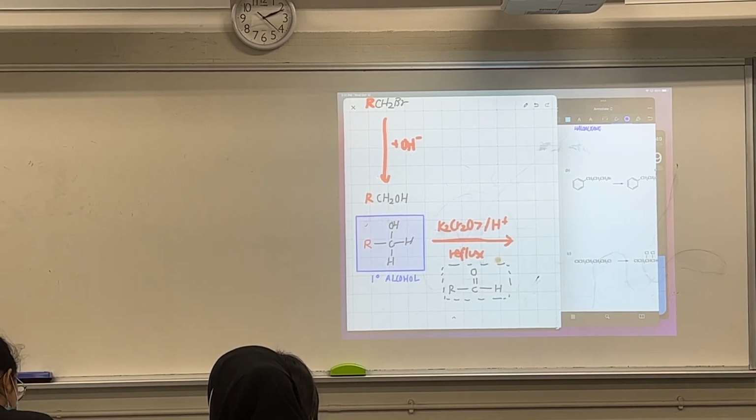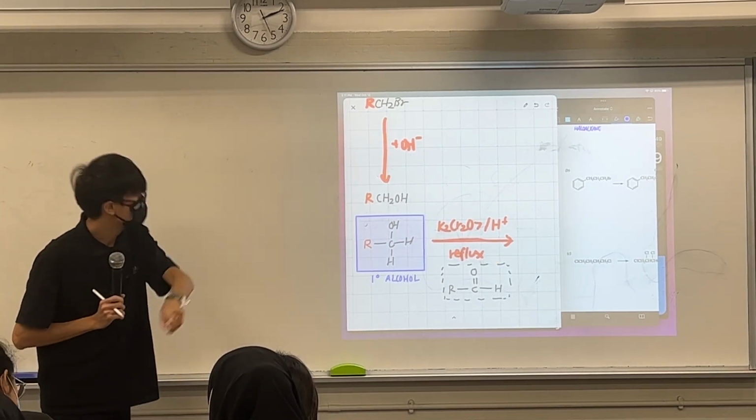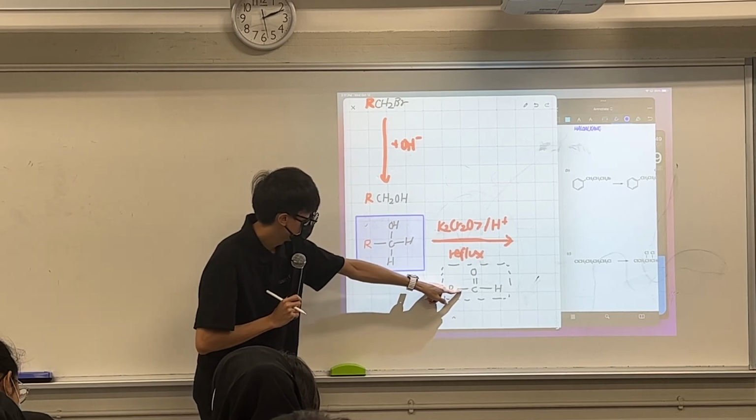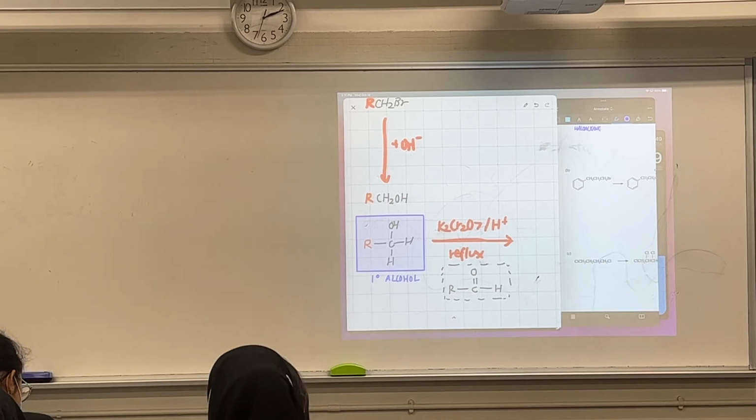What is the next oxidation definition? Addition of oxygen. Where do we add it? Do we add it here? No, we add it here. So can you add that? And show me the product on the right.